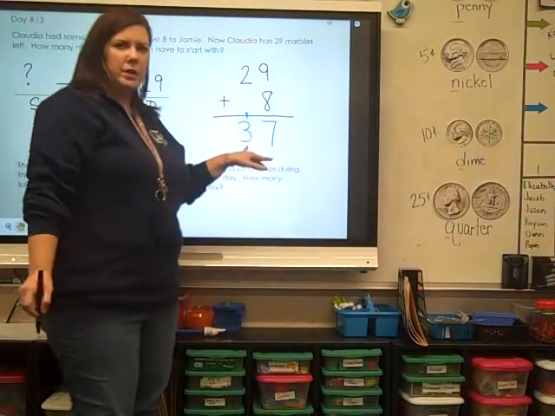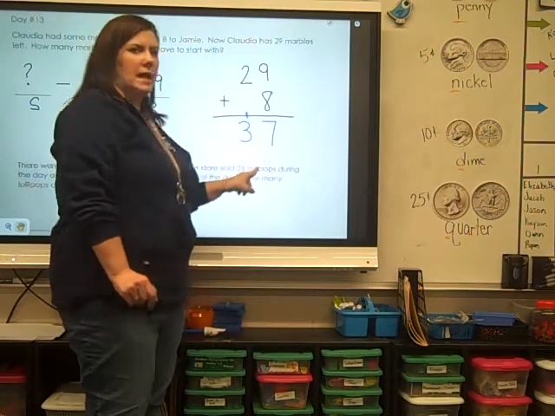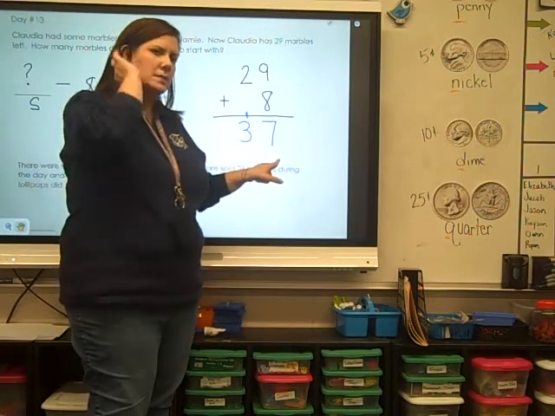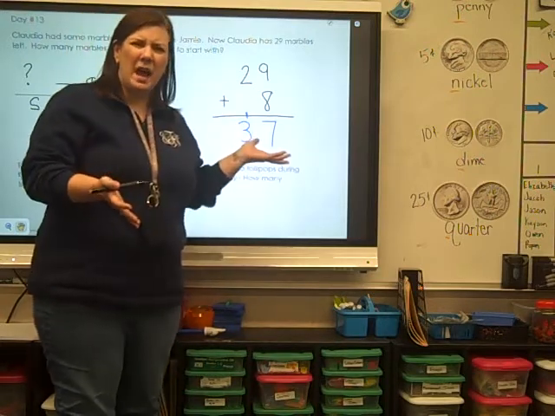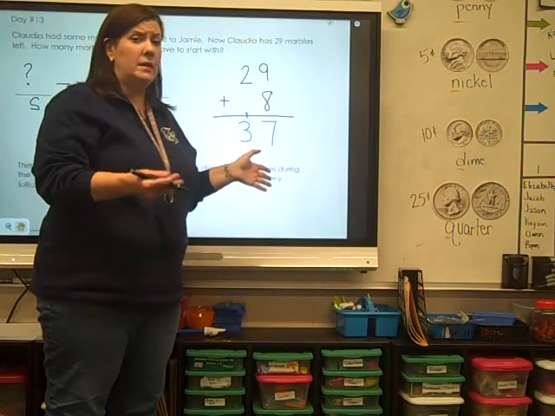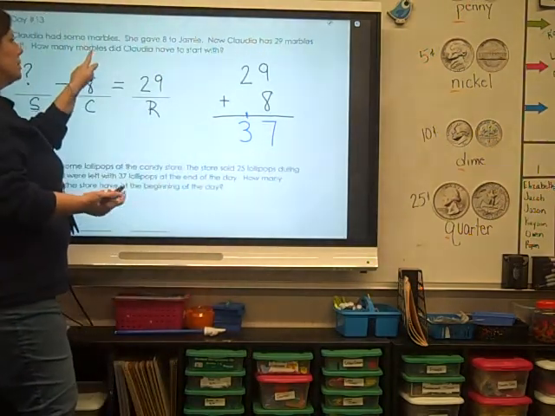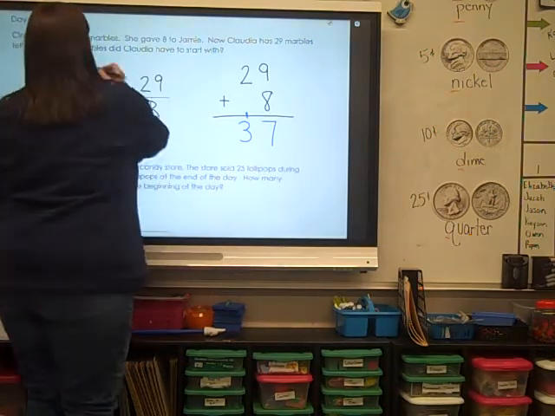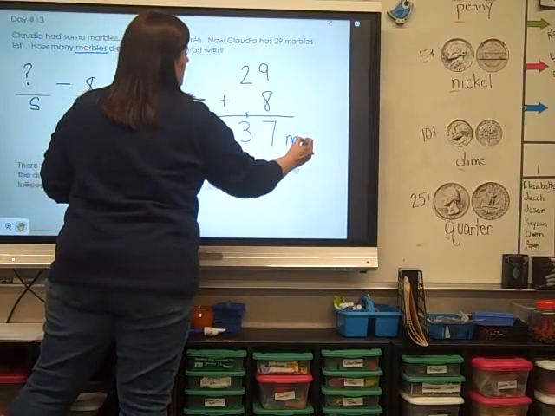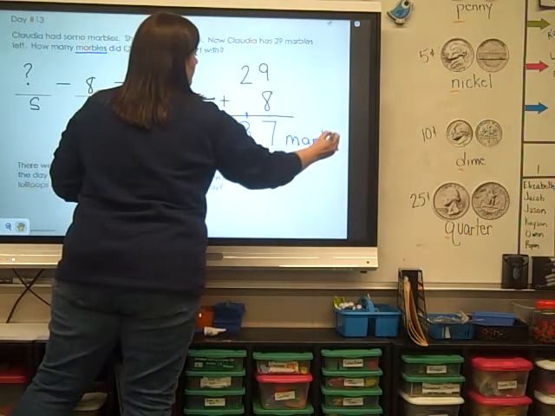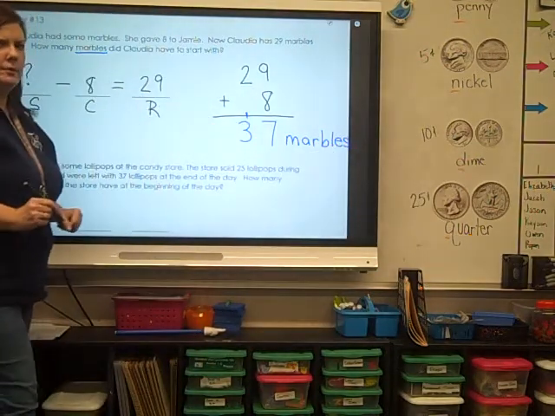Now, since we're not doing cubes, circling, underlining, all that, we do need to at least label. I'm not going to make you do a whole sentence to label, but 37 what? What does Claudia have? She has 37, right there, marbles. How many marbles did Claudia have to start with? So, marbles. I have to write the word marbles here. She had 37 of them. Okay, copy that word marbles down there.